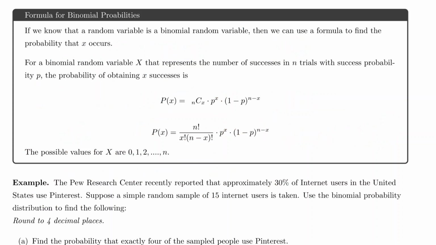So let's look at the formula for the binomial probability. And you do not need to memorize this formula. This formula will be given in the exam, midterm or final exam. You just need to know when to use it and how to use it. If a random variable is a binomial random variable, it's very important, so you need to really practice recognizing a binomial. Then we can use a formula to find the probability that x occurs.